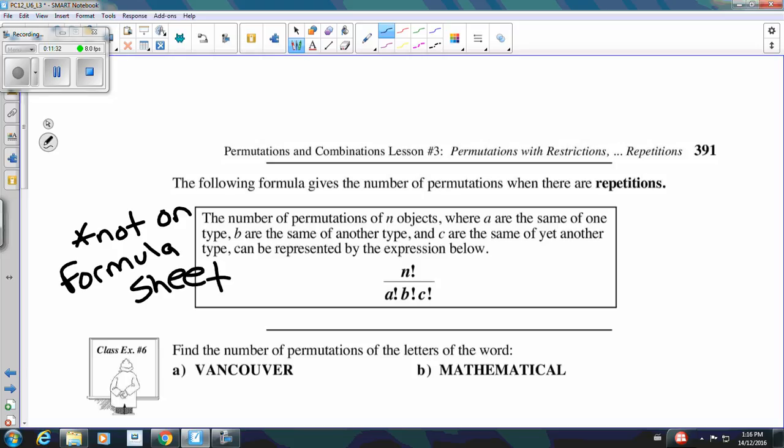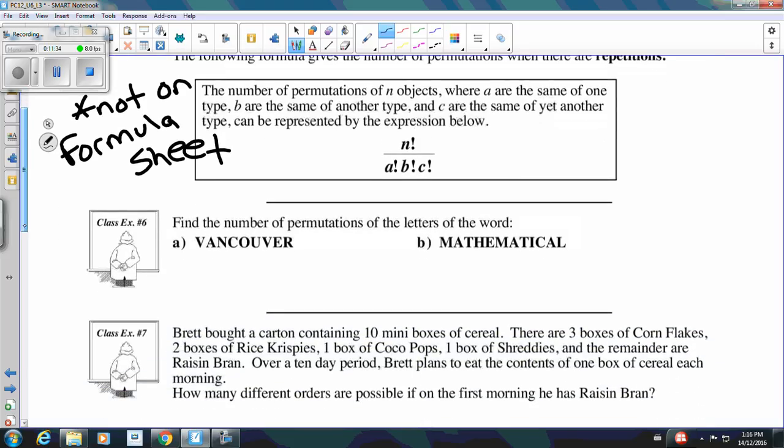Find the number of permutations of the letters of the word Vancouver. So we look for repetitions in Vancouver. We have 2 V's. So to do this, we take our n factorial. How many letters do we have? Well, there are 9 letters in Vancouver. And we're going to divide out any repetition. So I'm going to divide by 2 factorial because I had 2 V's. This gives me the number 181,440.